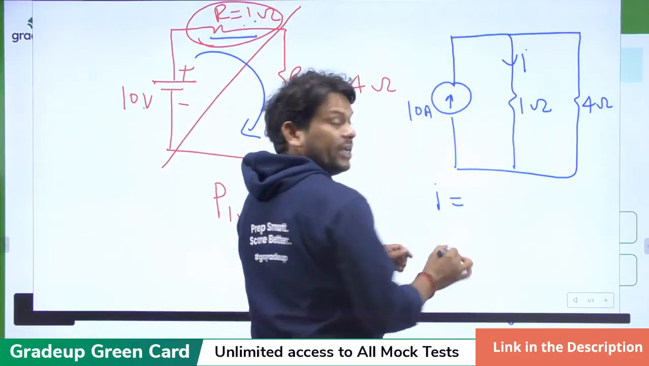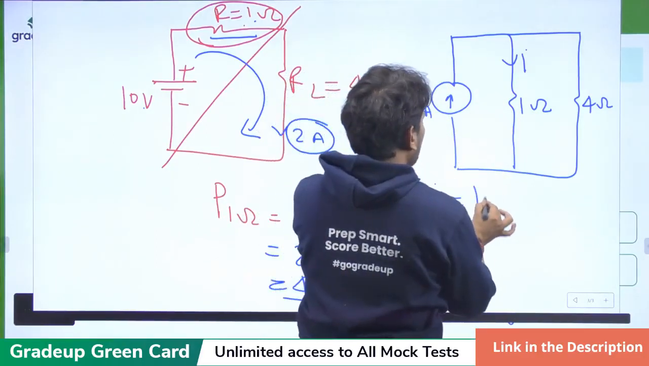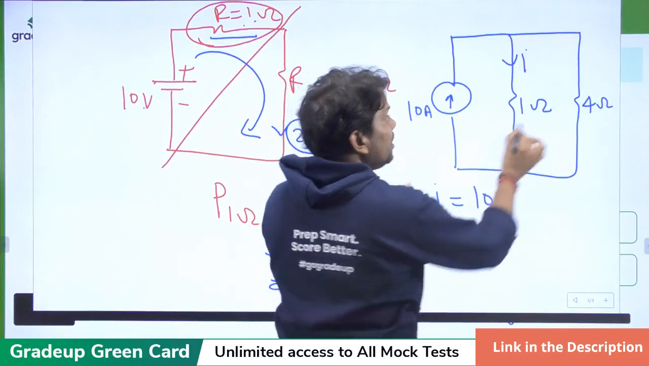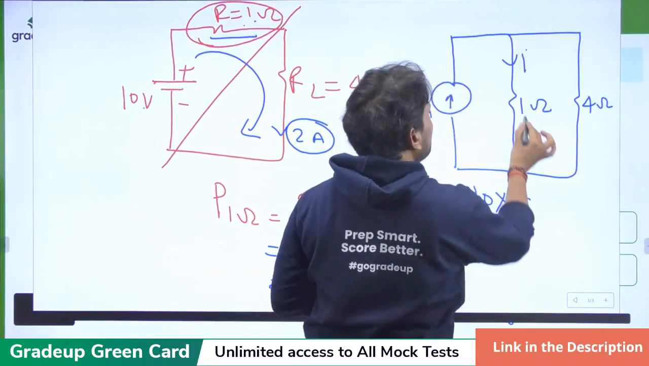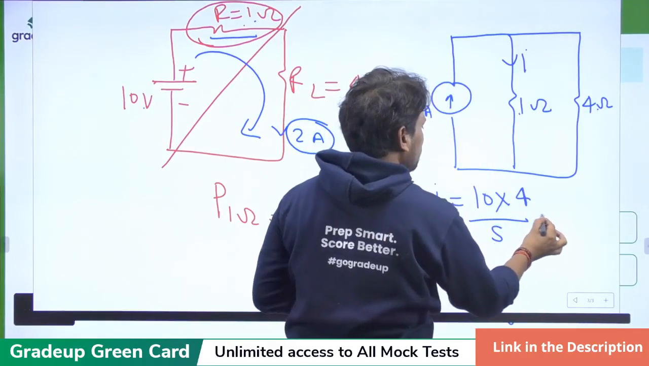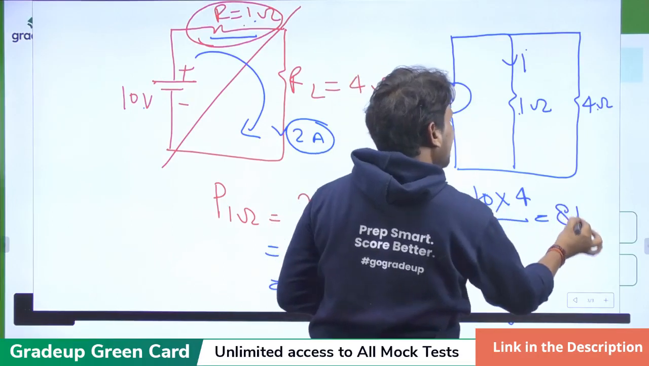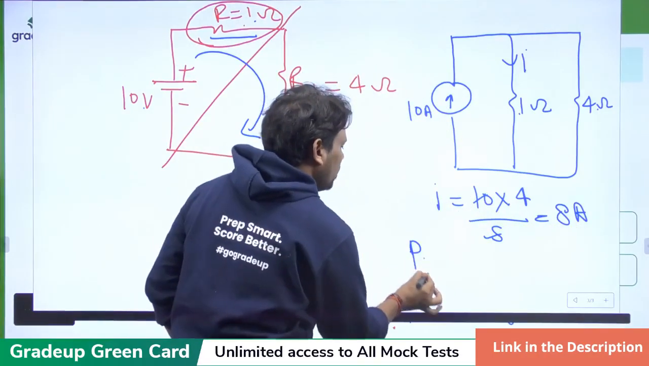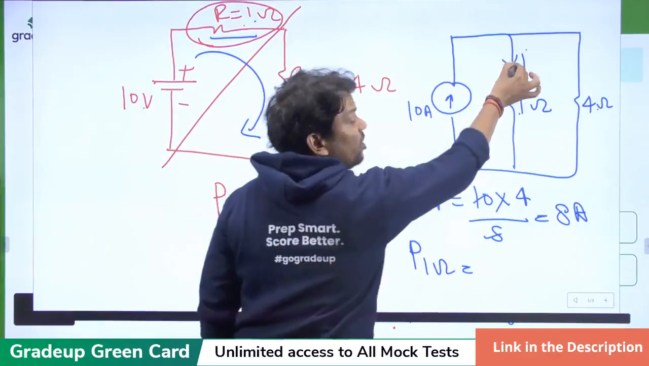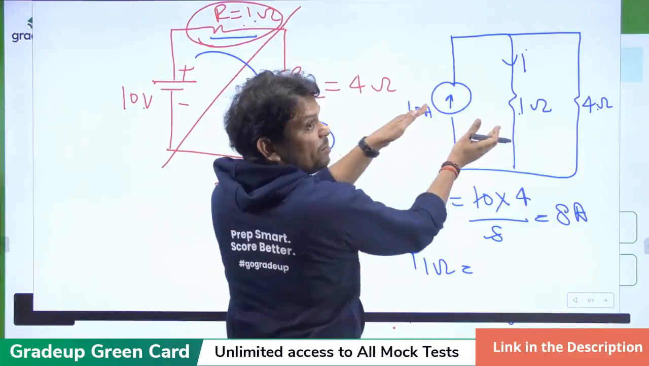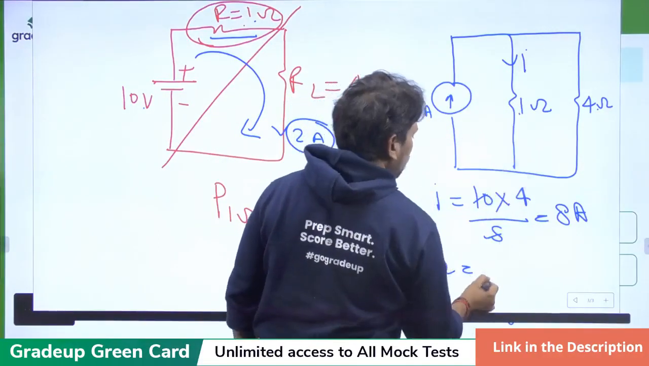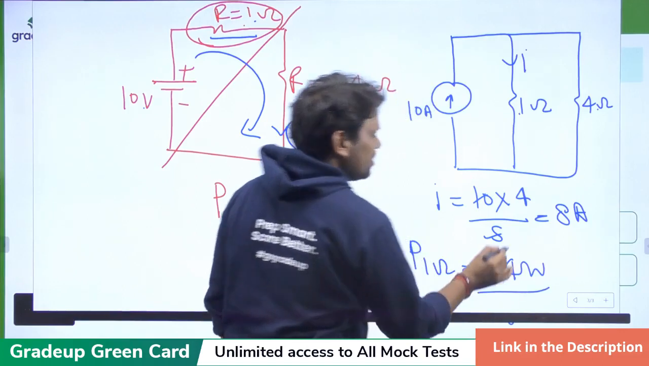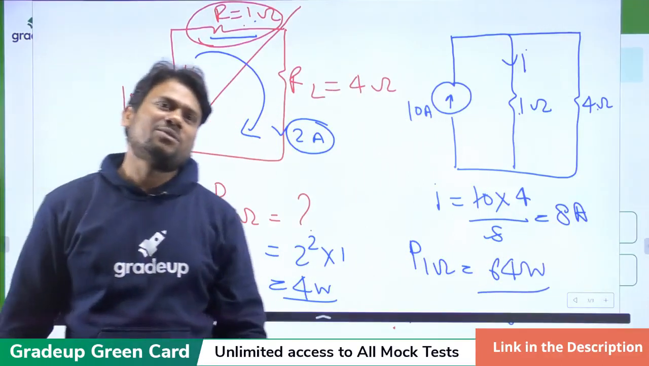Now for this circuit, what will be the current in this wire? That current we can calculate by the current division rule. So 10 into the opposite resistance 4 divided by 1 plus 4, 5. So that is 8 ampere. Now what will be the power loss in 1 ohm when we apply the source transformation theorem? 8 square into 1, 64 watt. See, that is the difference.